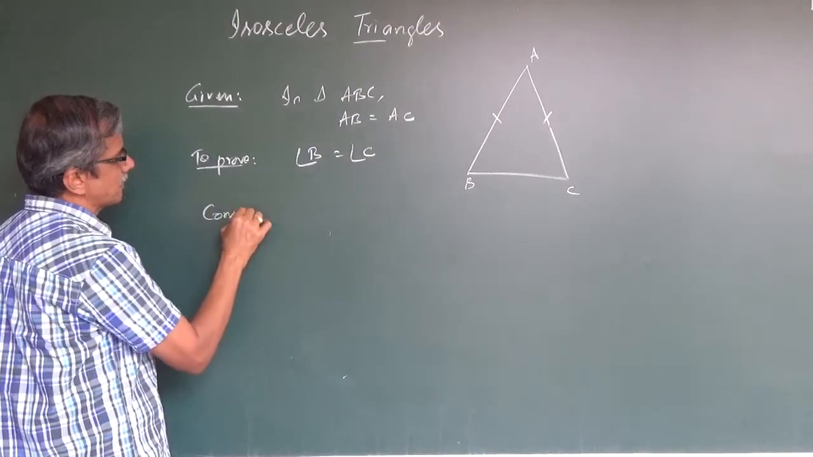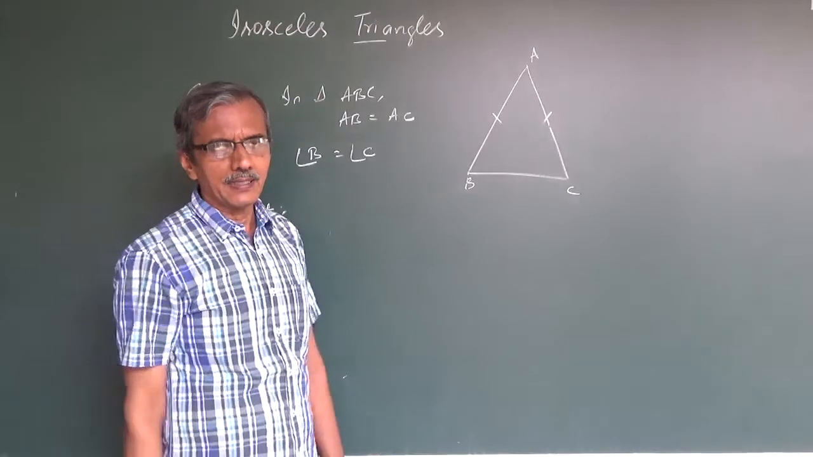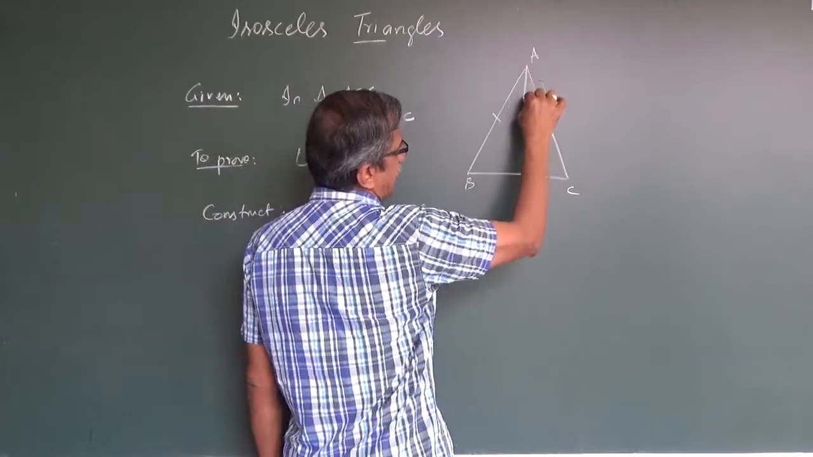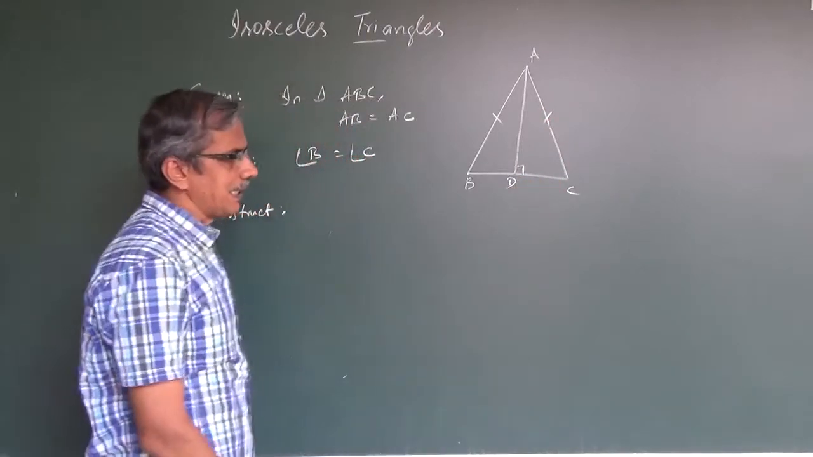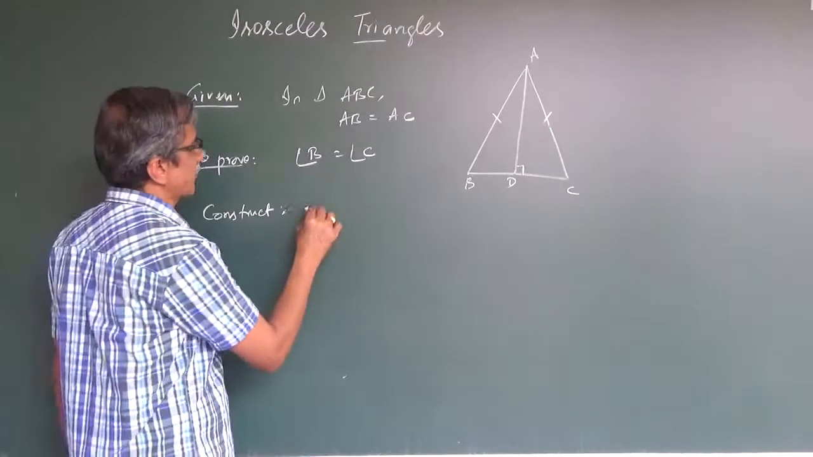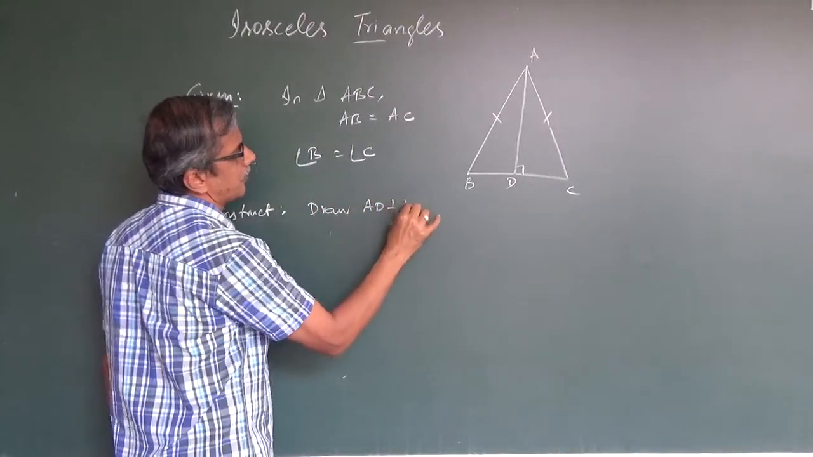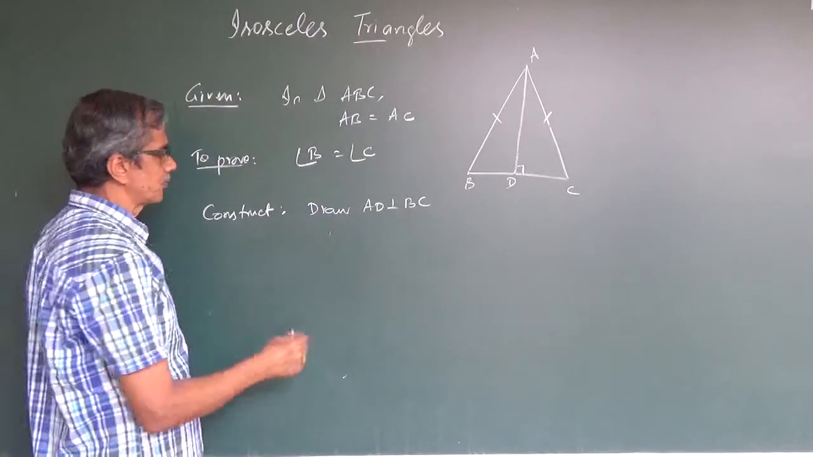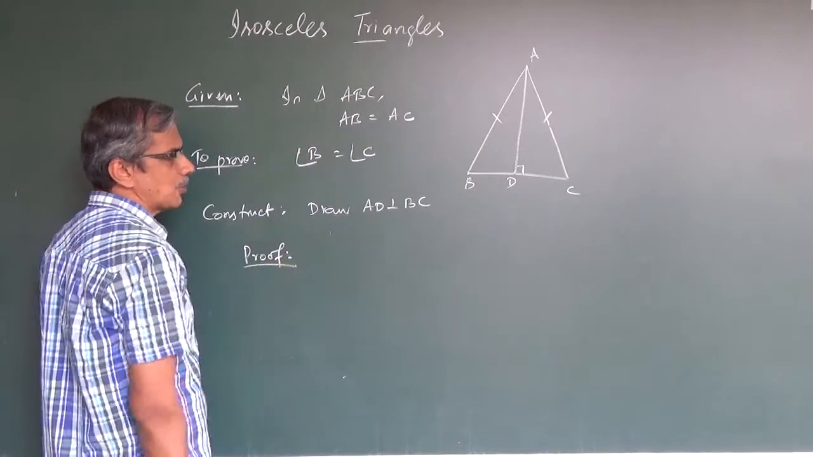Now we will do some construction. Construction means adding anything extra to the diagram. So we are going to construct a perpendicular to BC. Construct AD perpendicular to BC. This is the additional thing we are going to do, because this will help us. Now the actual proof comes.